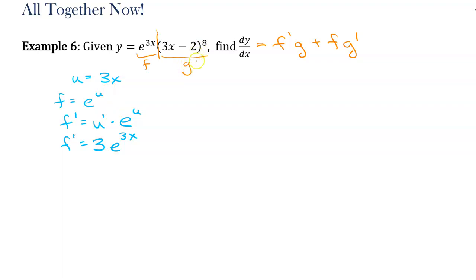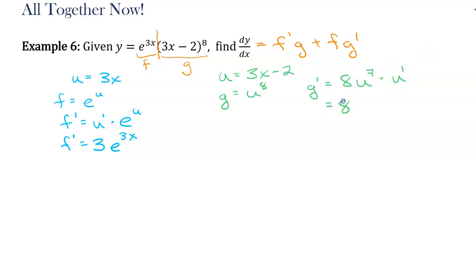So for g, once again, we're going to need the chain rule. So if u this time is 3x minus 2, then g, just g, would be u to the 8th, and g prime would be thus 8u to the 7th times u prime.